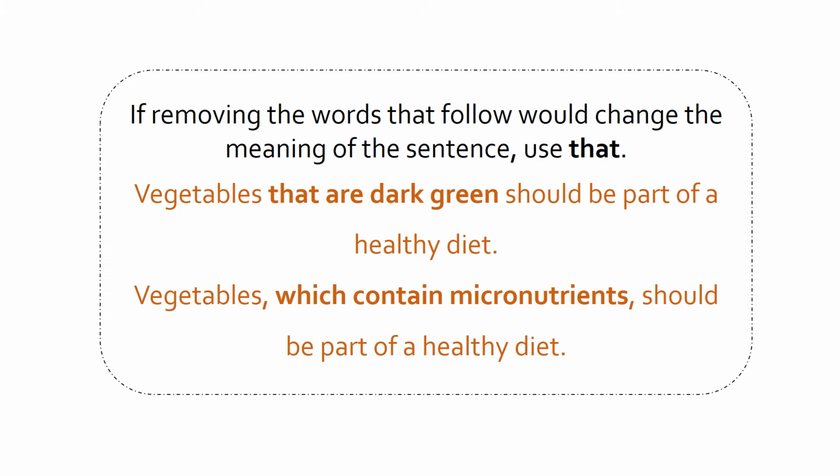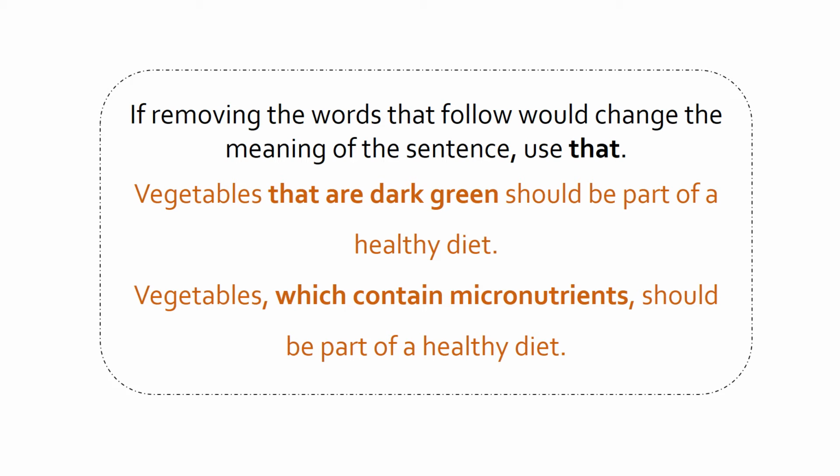I use the word that instead of the word which to add important information that can't be taken away or the meaning will change. For example, vegetables that are dark green is a different subject than just vegetables in general. When the word vegetables is the complete subject, if you want to add some extra information to describe the vegetables, you can use the word which to start a dependent clause like this one, which contain micronutrients.